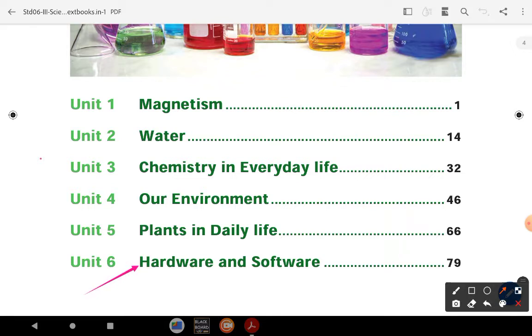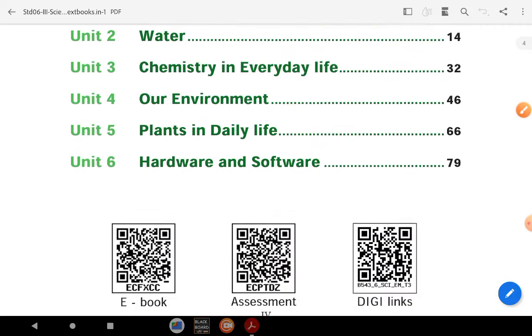Okay, the first unit is magnetism, and we are going to deal with magnetism in detail in this video. Okay, children, let's start.